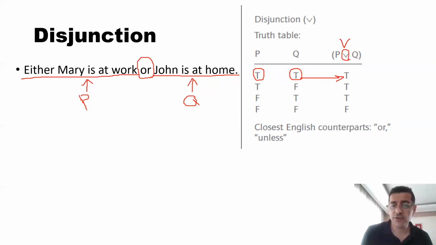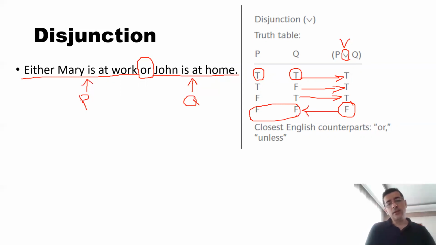If P is true, but Q is false, that doesn't matter. That will be true. For this third one, again, doesn't matter. The operator disjunction is only false when both of these are false. Okay? Now, look at the sentence again here. Either Mary is at work or John is at home.